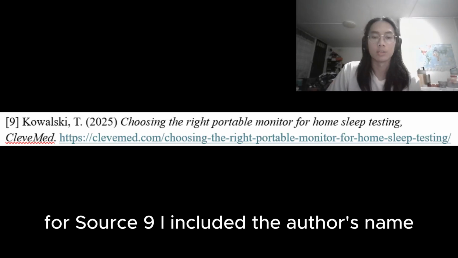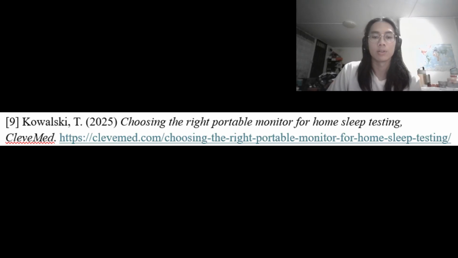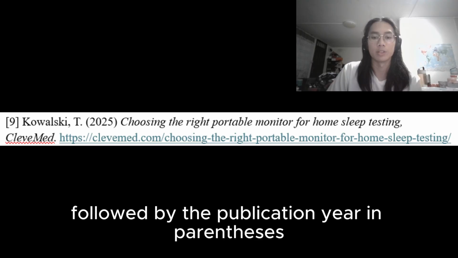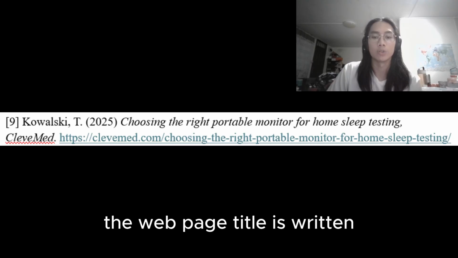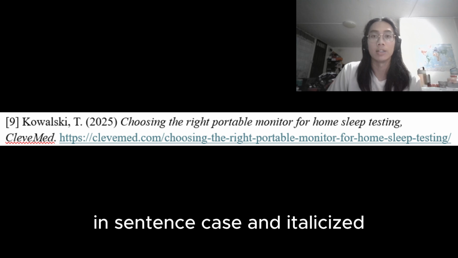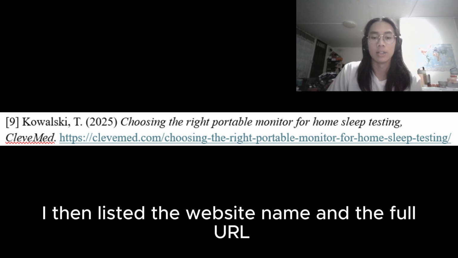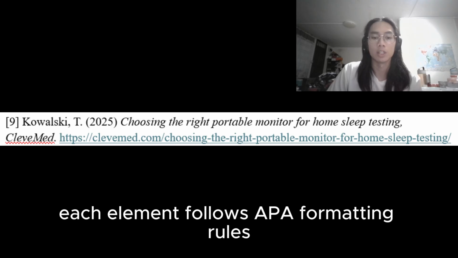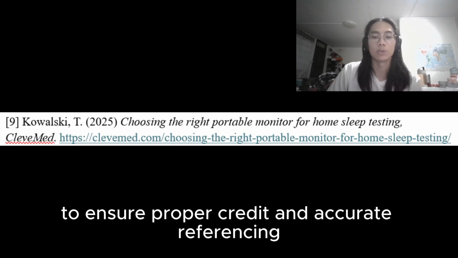For Source 9, I included the author's name, followed by the publication year in parentheses. The webpage title is written in sentence case and italicized. I then listed the website name and the full URL. Each element follows APA formatting rules to ensure proper credit and accurate referencing.